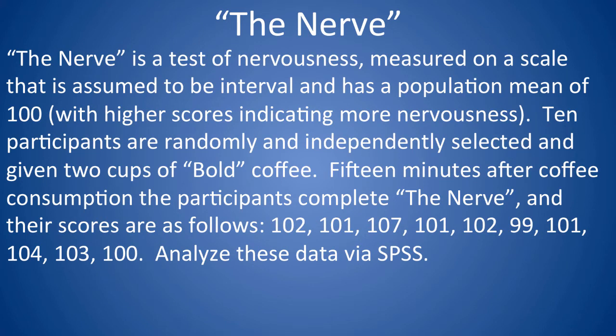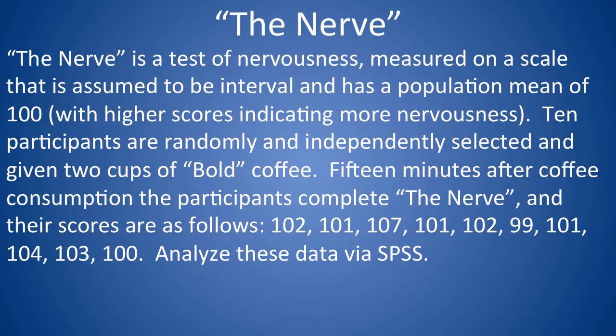Here we're told that the nerve is a test of nervousness measured on a scale that is assumed to be interval and has a population mean of 100. Lower scores on the nerve indicate you're less nervous, higher scores indicate that you're more nervous. 10 participants, so N of 10, are randomly and independently selected and given 2 cups of bold coffee. 15 minutes after coffee consumption, the participants complete the nerve, and now we see the actual scores from these 10 participants.